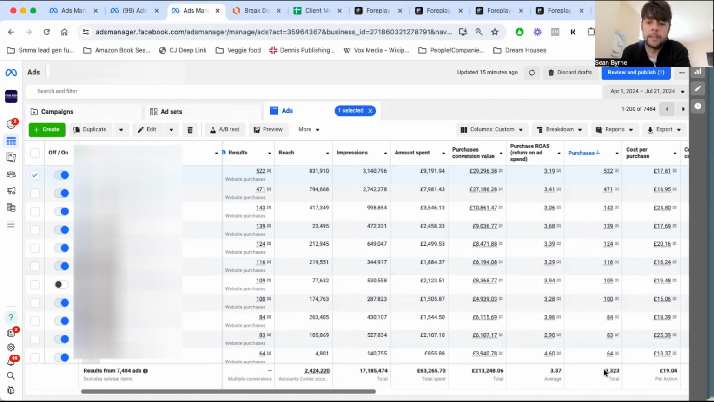This was a great period, as you can see, 3,323, and the CPA was just under £20. So we try and keep it at that. So all in all, really good. I wanted to share those results first.